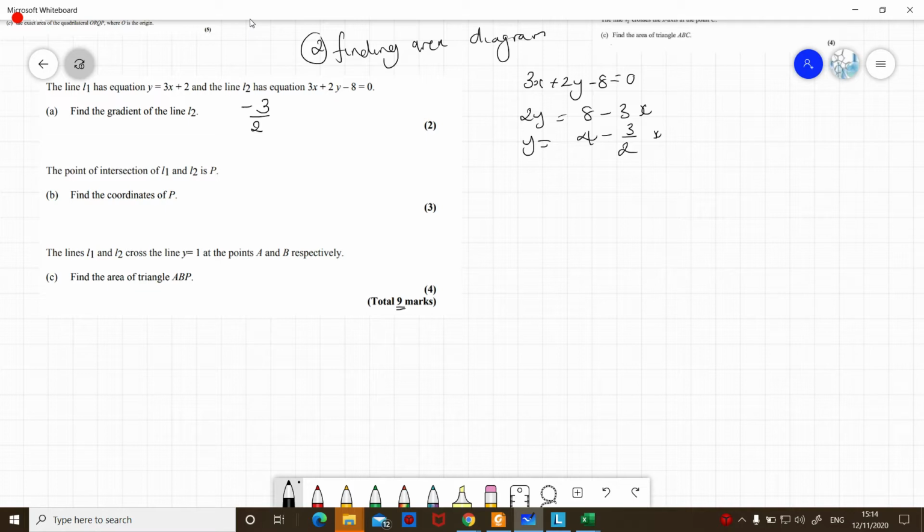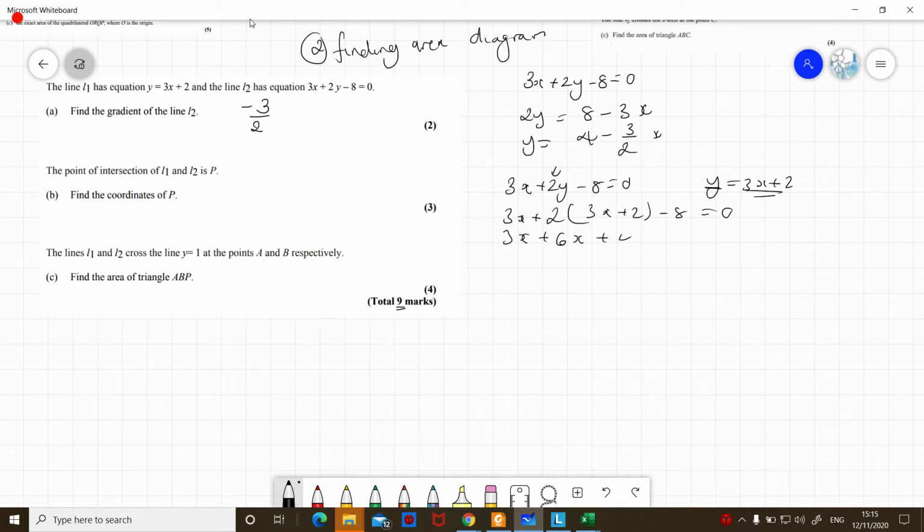So doing that, we can now find the intersection of L1 and L2, which is P. So what we're going to do is intersect the curves and see where we are. That will be 3x plus 2y minus 8 equals 0, and y equals 3x plus 2. We can substitute y into here. So it will be 3x, we don't need 2y, we need 2 lots of y, so 2 open bracket 3x plus 2, minus 8 is equal to 0.